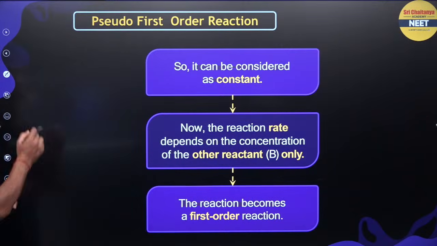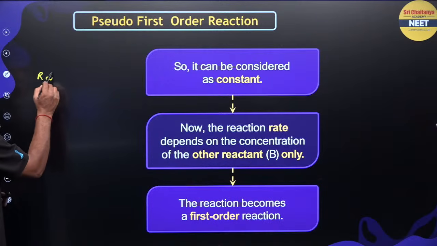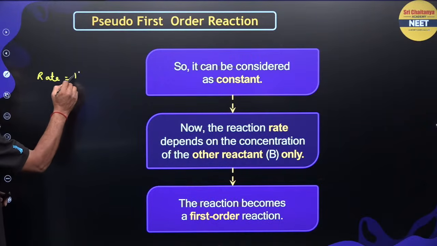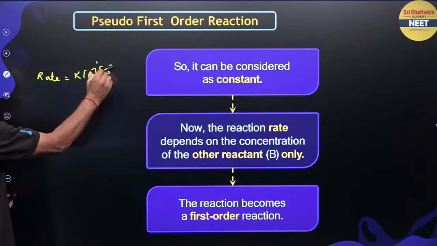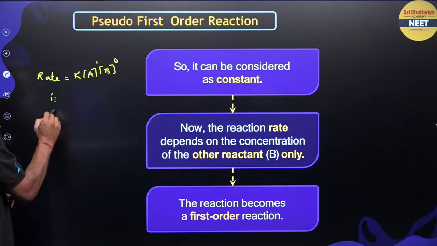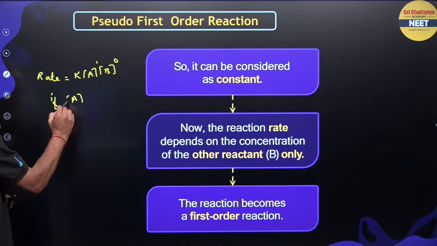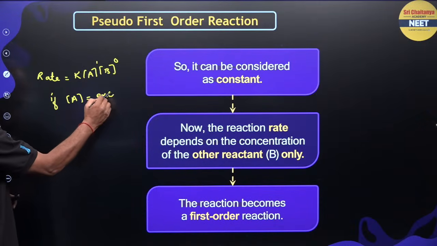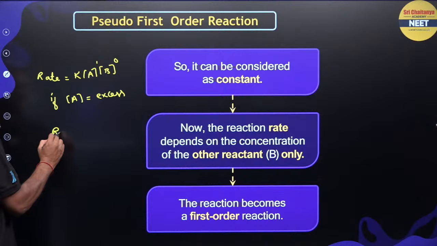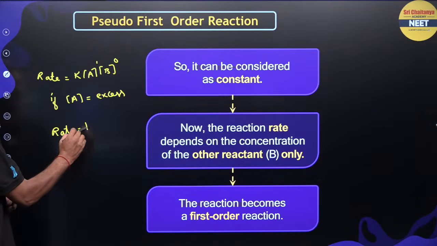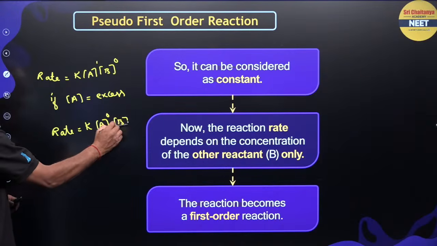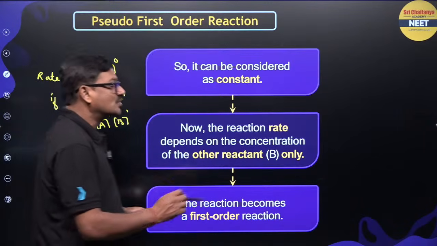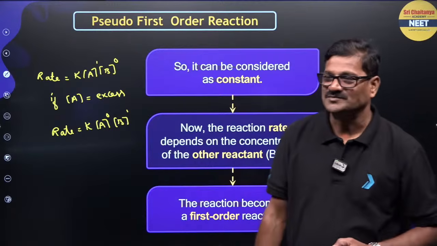Again I am telling you. So the rate is equal to K, A to the power 1 and B to the power 0, if concentration of B is in excess. Or if concentration of A is in excess, the rate is equal to K, A to the power 0 and B to the power 1. That is called pseudo first order reaction. Got it?